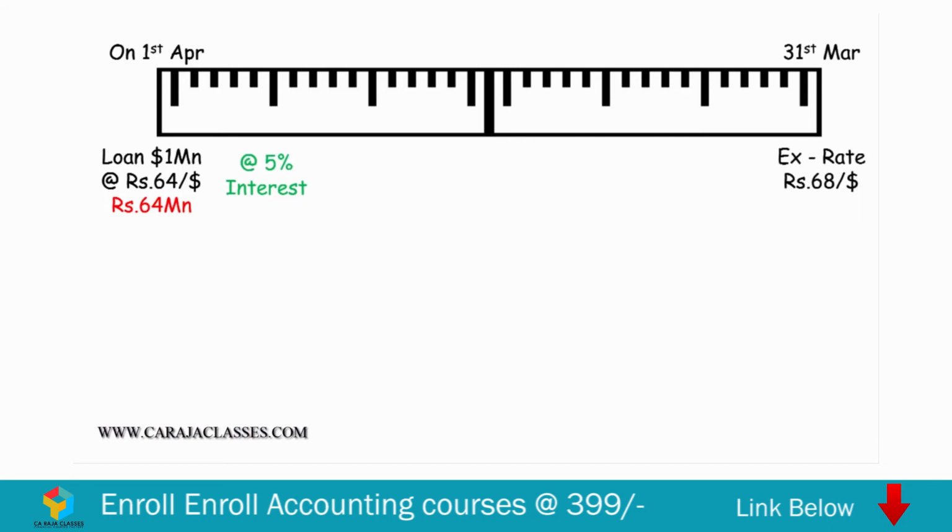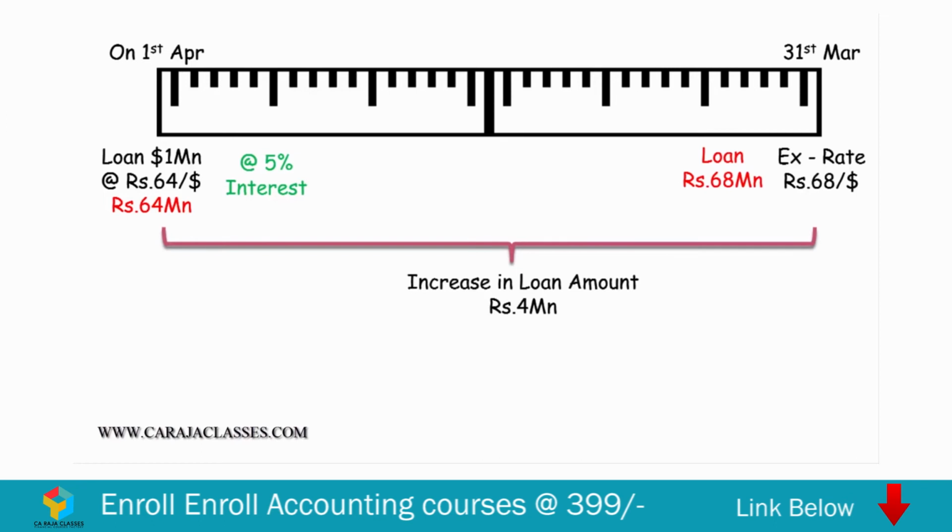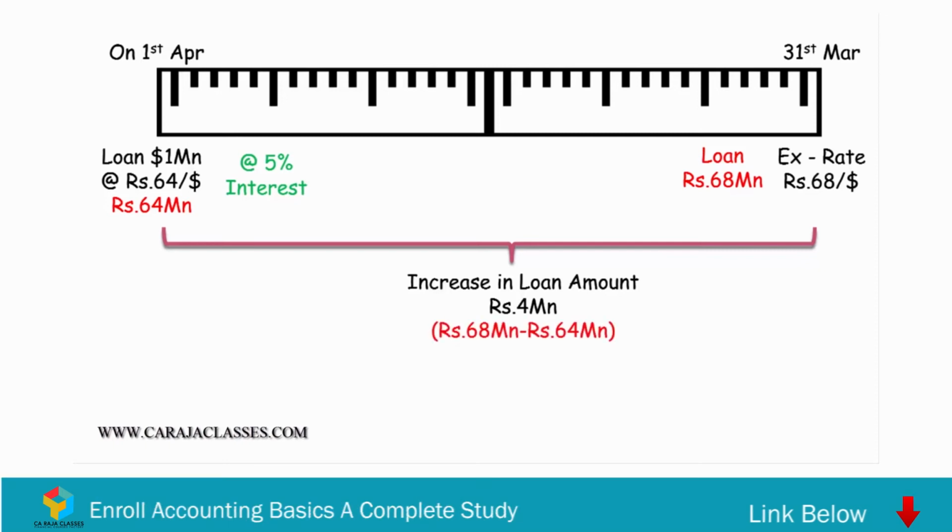On 31st March, exchange rate happens to be 68 per dollar. It means if you restate or translate this $1 million loan into Indian rupees, it is going to be 68 million. So now you notice the loan amount has increased from 64 million to 68 million, not because you have borrowed additionally, but because there is a difference in exchange rate. Exchange rate increased from 64 to 68. So we call this forex difference.